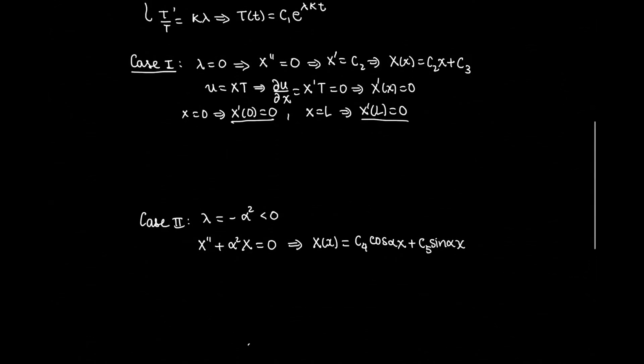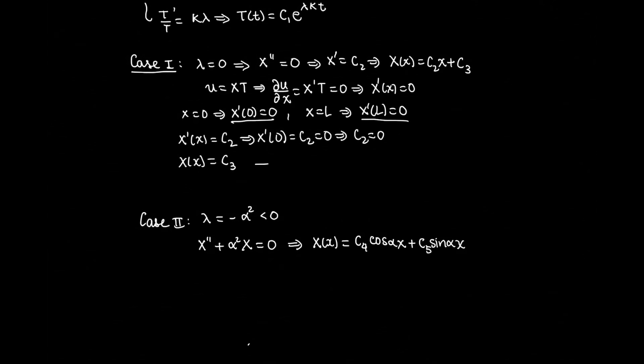Okay, now to find C2 and C3, I need to find the first derivative. It's just C2. Then if I substitute the condition, that leads to C2 equal to 0. Then that means I have X equal to C3, because C2 equal to 0, right? There is no way from this condition to find C3, so I'm going to leave it just like that.